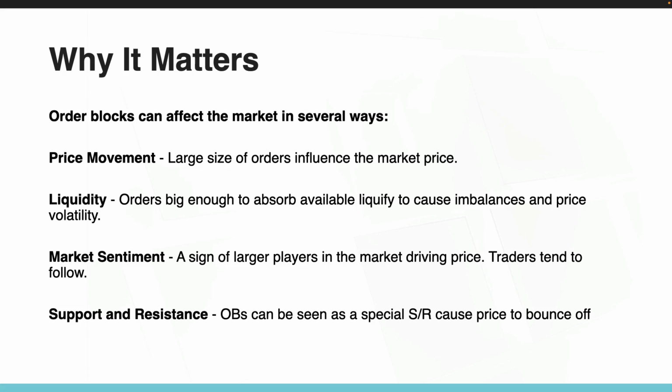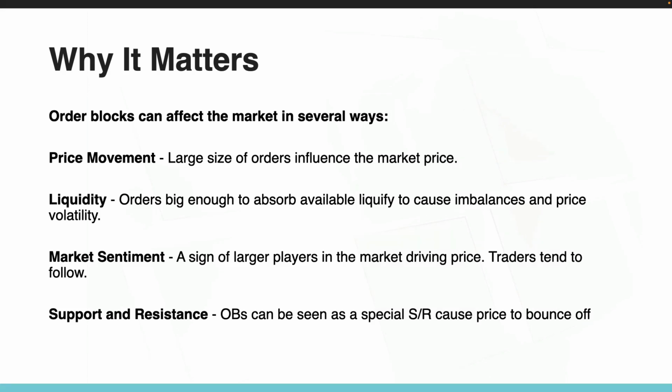Next, we have liquidity. Order blocks can change how liquid a market is because there are often big enough orders to absorb all the available liquidity. This can result in an imbalance between supply and demand, causing price volatility. And then we have market sentiment. Order blocks may signal that there is a large player in the market driving the price up or down, and then retail traders will jump in and follow the trend.